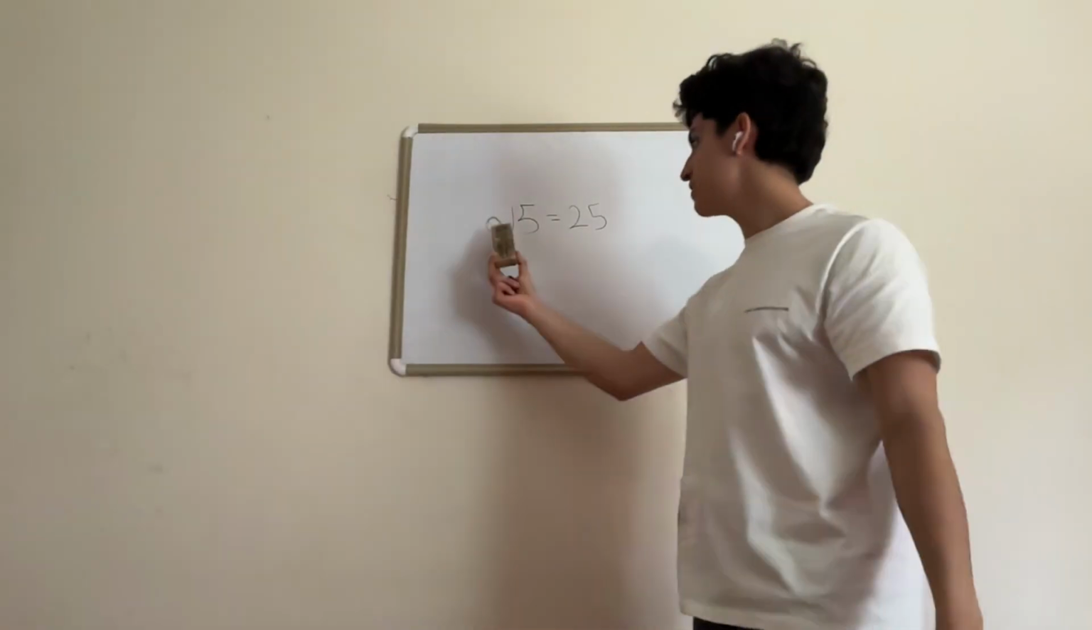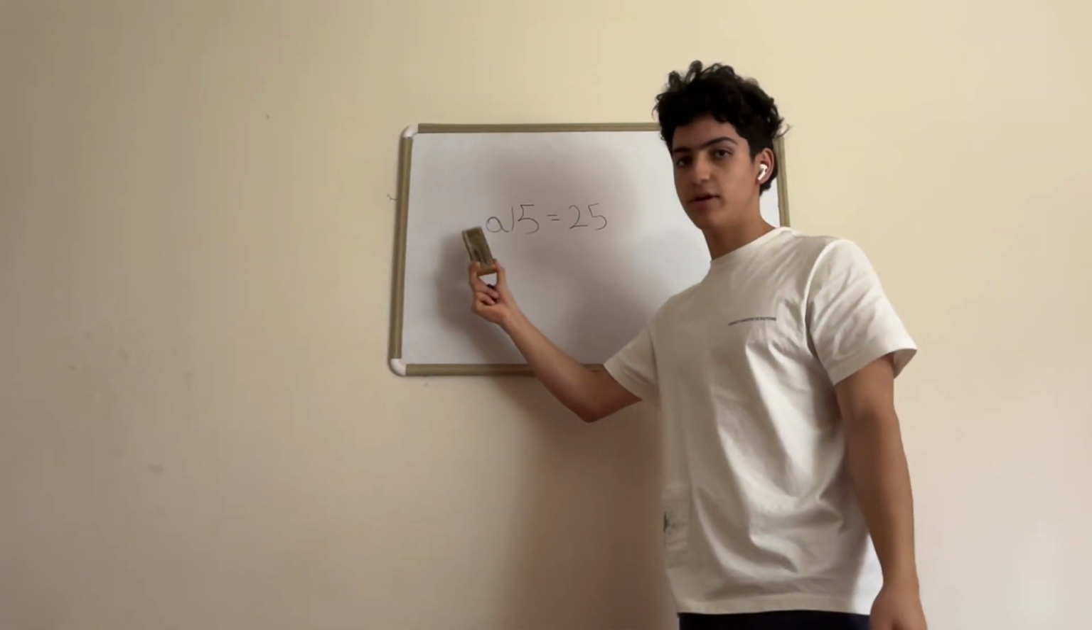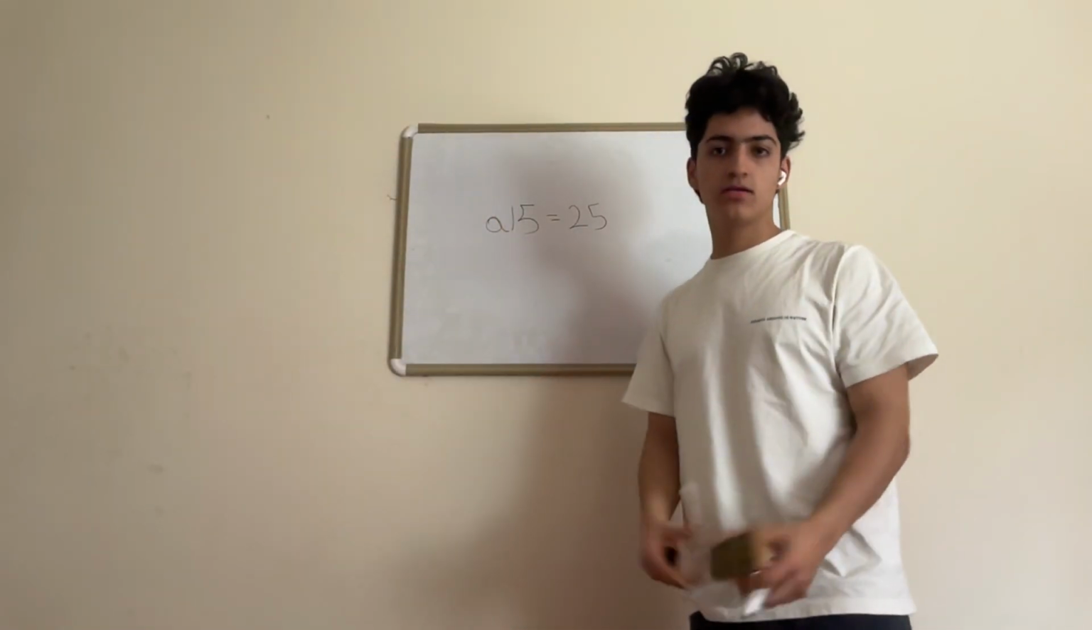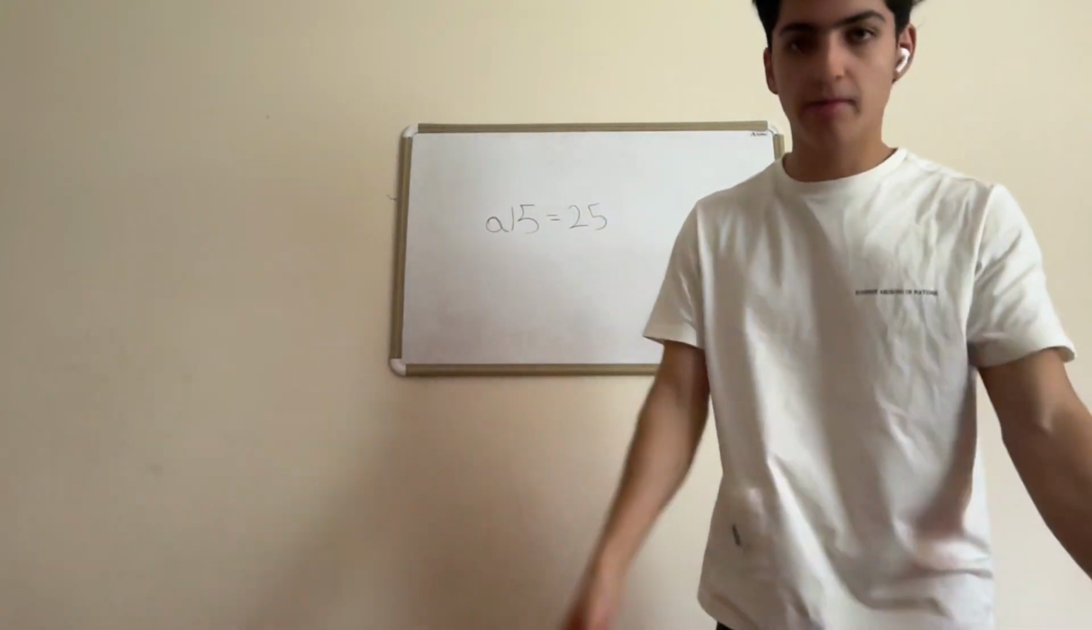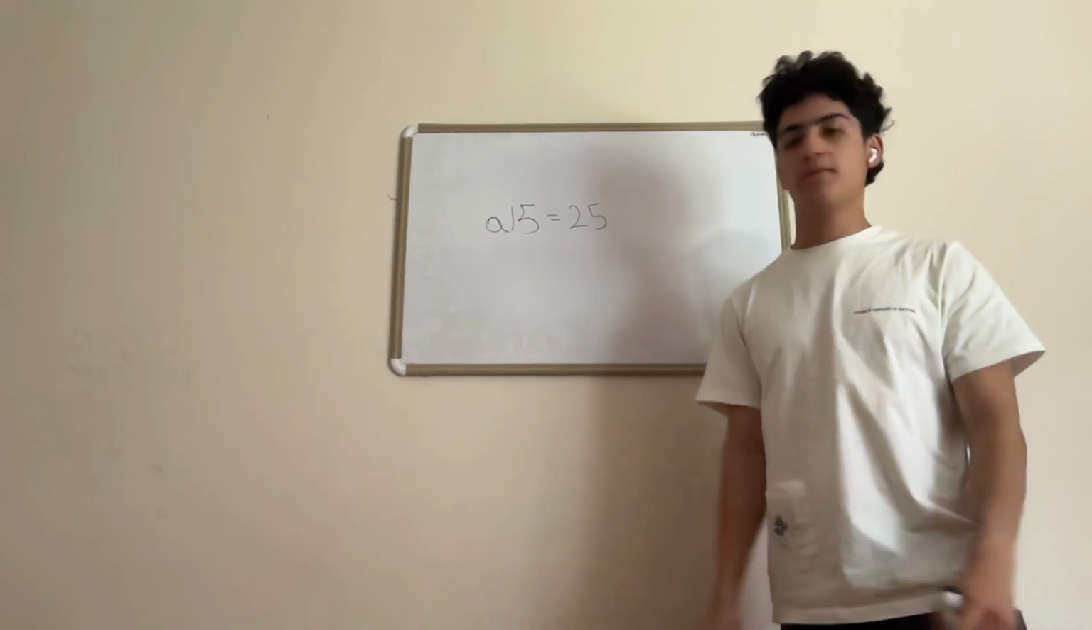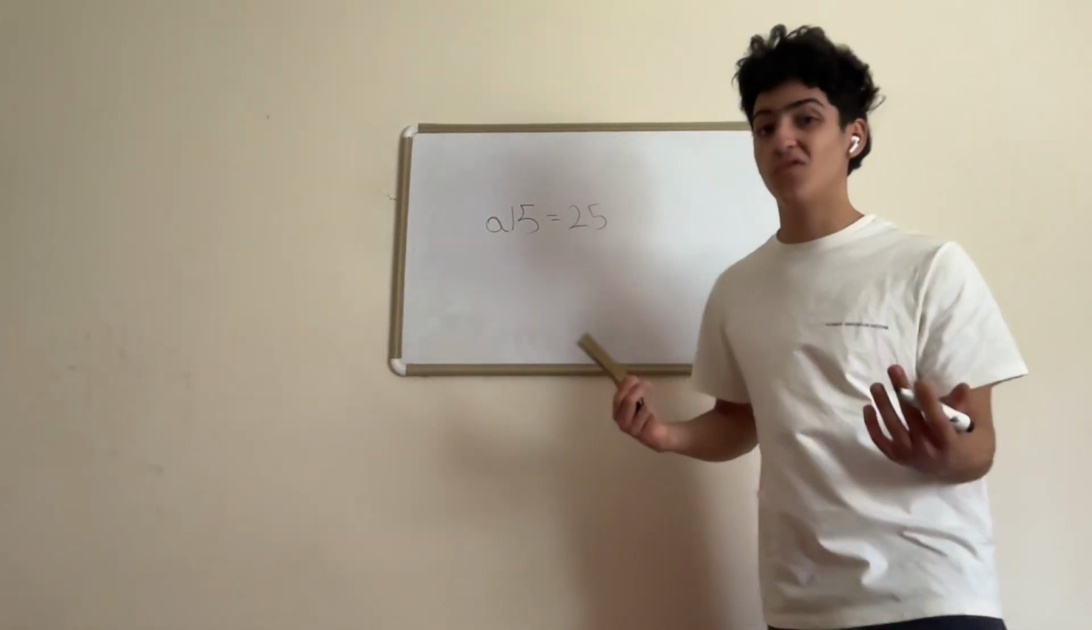We need to know what is this thing? What is the value of this variable? Well, in that case, we basically need to solve for it. That's how you know about it. We need to solve for the variable. So, how do you solve for the variable?